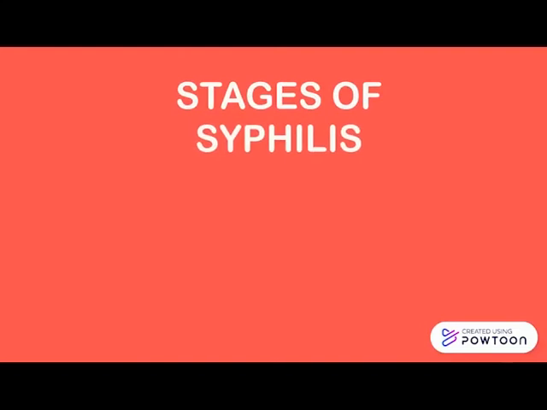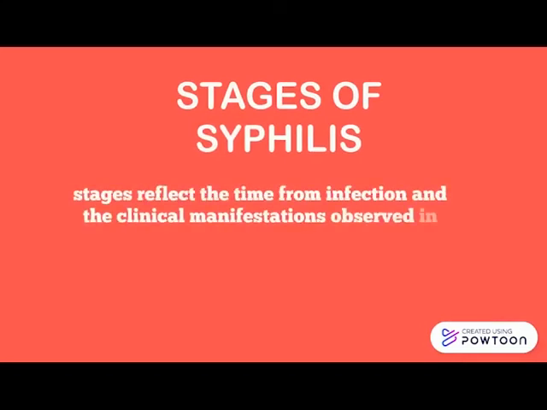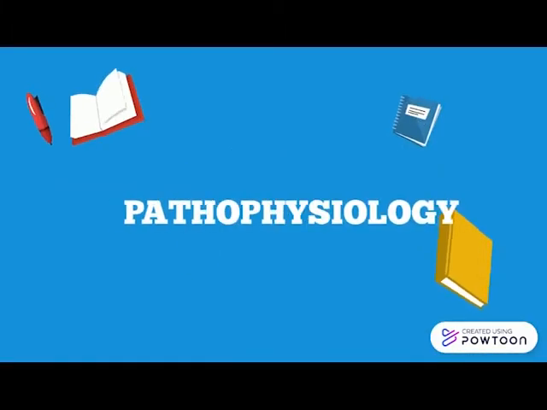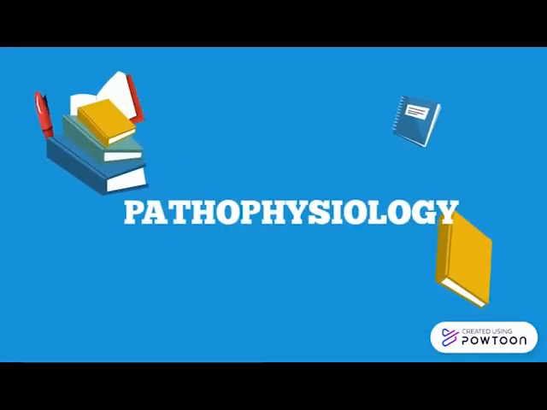Stages of syphilis. The stages of syphilis reflect the time from infection and the clinical manifestations observed in that period and are the basis for treatment decisions. The pathophysiology of that disease: it can be transmitted in one of two ways. The first way is called acquired syphilis, and it's when Treponema pallidum enters the body through body fluids.